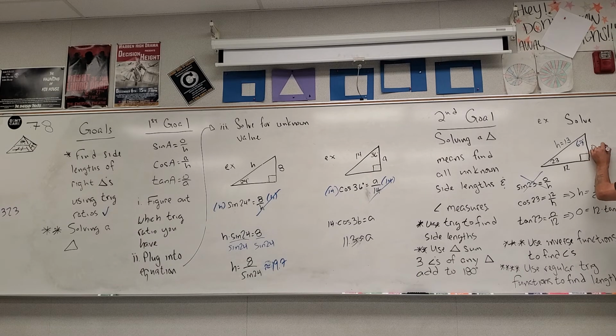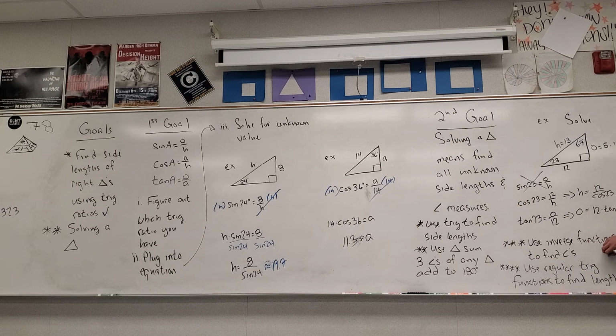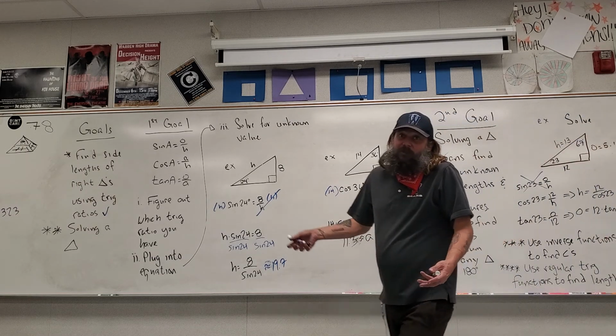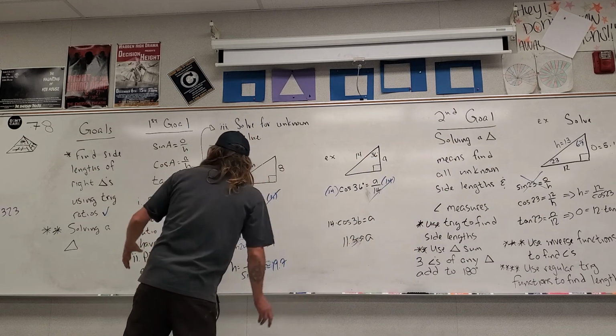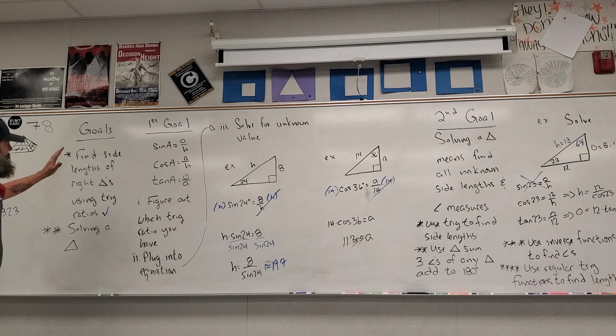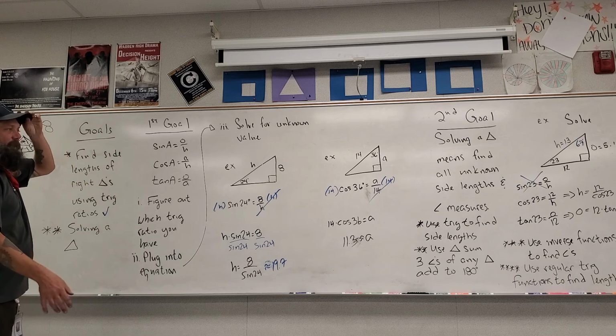All right. So we have solved this triangle. I have found all the unknown side lengths and angle measures. And again, make sure you pay attention that if you have to find angles, you can't use this. Then you have to use the inverse trig function. So I'm going to go ahead and end this lesson here. But remember, we found lengths on right triangles using trig ratios. And we can also solve a triangle, which means we find everything.